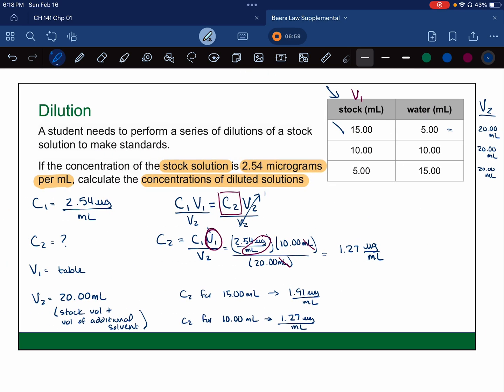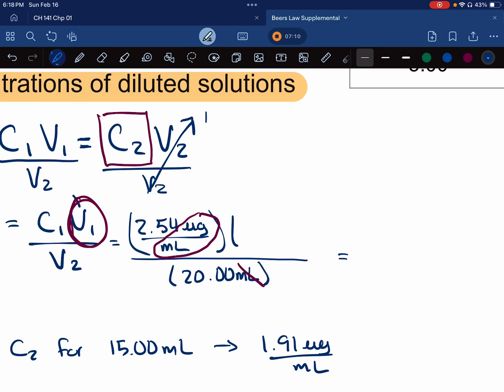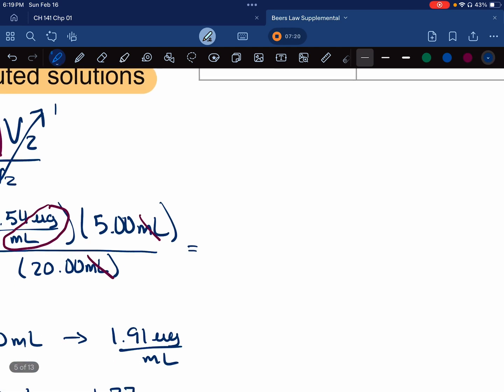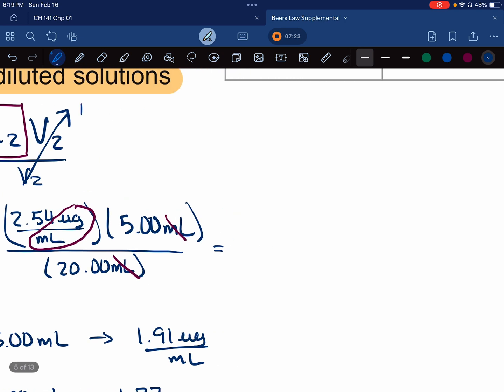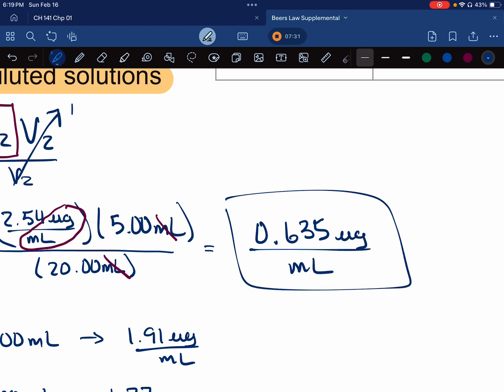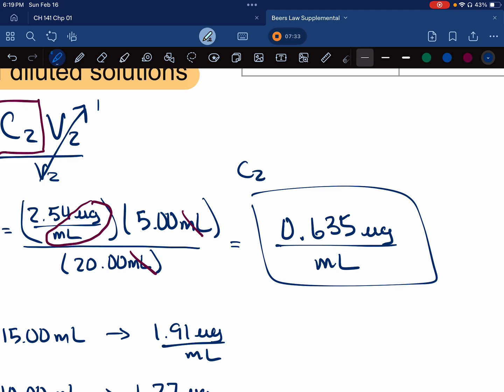And lastly, for that third dilution, all I'm going to do is just switch out that 1 value, the V1. That's the only thing that's going to change. This is going to now be 5 milliliters. Milliliters over milliliters again will reduce out to 1 or cancel out. And if we plug that in our calculator, we should get 0.635 micrograms per milliliter. And so that would be the C2 for beginning with a stock solution of 5 milliliters.